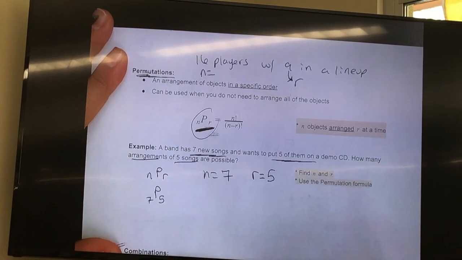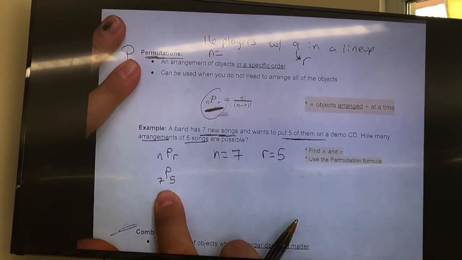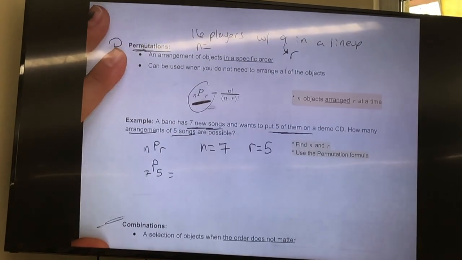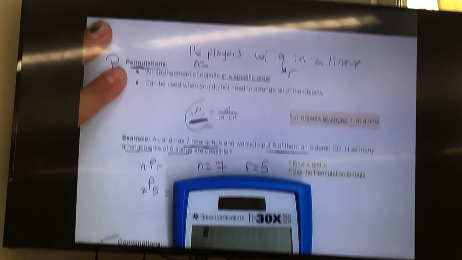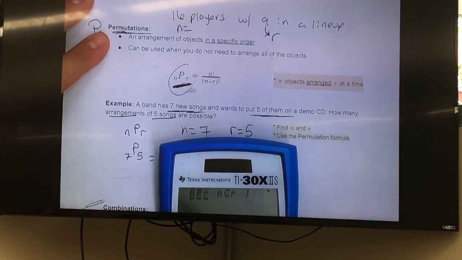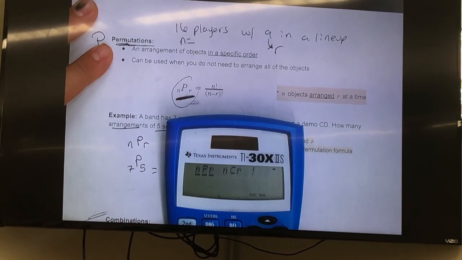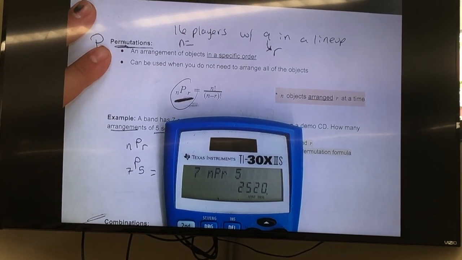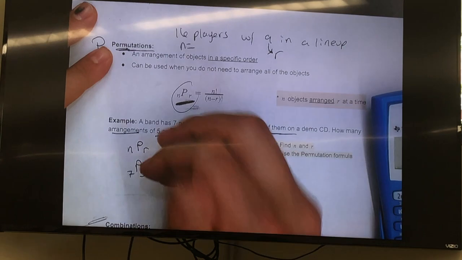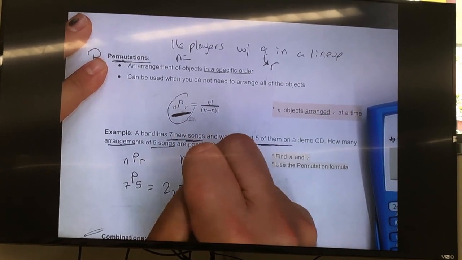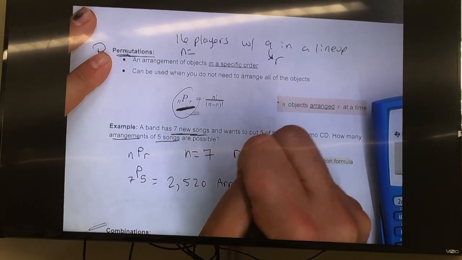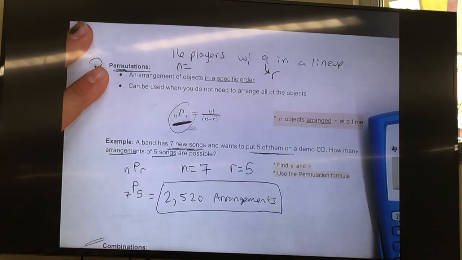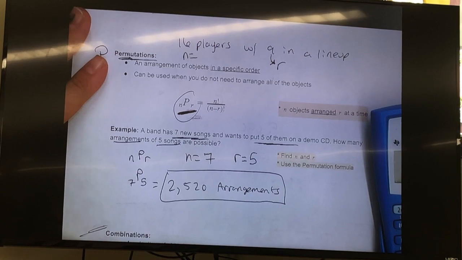So again, how this should look with the symbol nPr, it should be 7, 5. So you'll be doing similar problems like that on the homework, all right? We're going to calculate that. 7, probability, the P button, and we wanted 5, and we should be getting 2,520. All right, any questions on that?